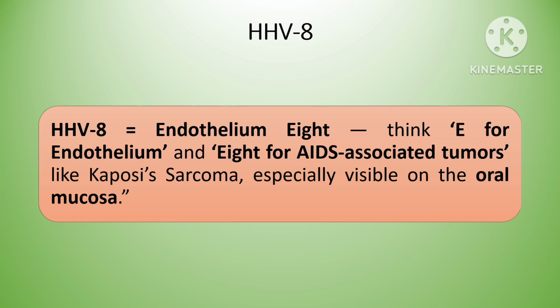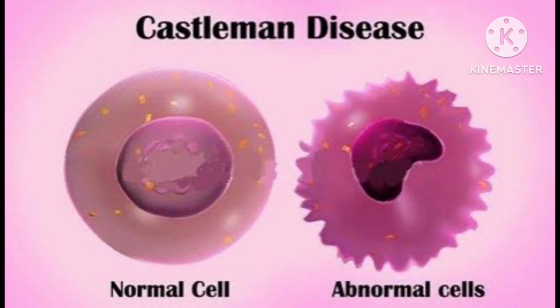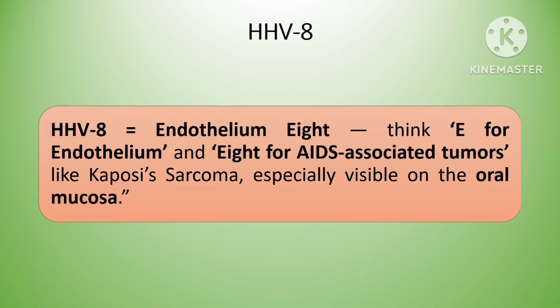HHV-8 is also linked to primary effusion lymphoma and multicentric Castleman disease. It is a rare lymphoproliferative disorder, meaning it involves abnormal growth of lymph node tissues that can affect multiple groups of lymph nodes and organs.